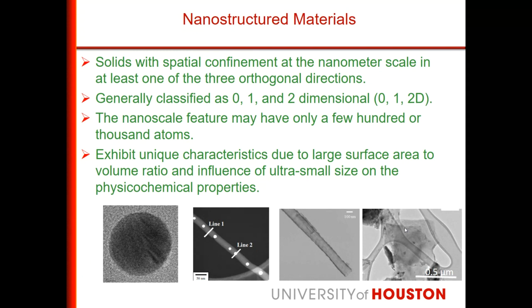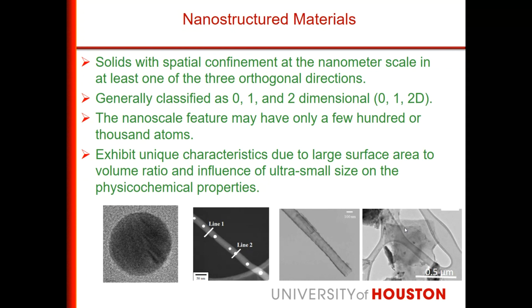And this particular structure is called a two-dimensional material. So this is an example of a two-dimensional material. We will discuss this material in particular later. But you can see that this is a very thin sheet, but it is extended in micrometers.